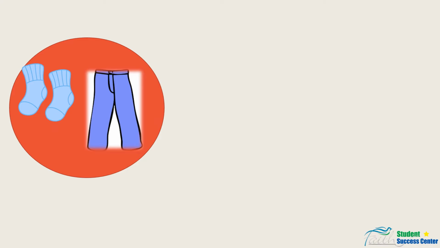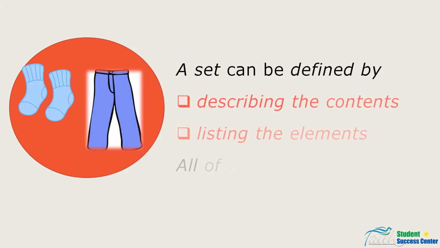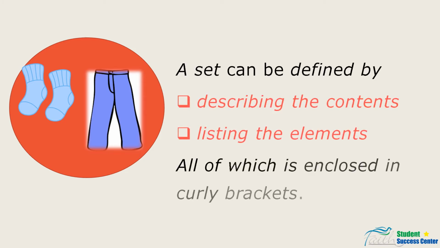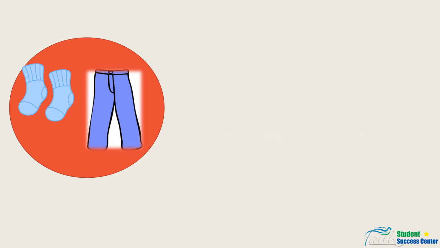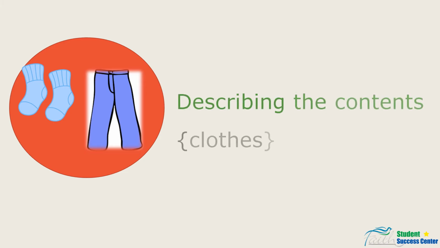We can define a set by simply describing the content of the set, or the elements or the members that are within the set, or we can be asked to list the elements of the set, and then we enclose this within curly brackets. So when we're asked to describe a set, we are going to describe the common thing that connects its members. In this example, we have socks and pants. If I have to describe this set, it will be the set of clothing. So I can put curly brackets, clothes, end of my curly bracket.